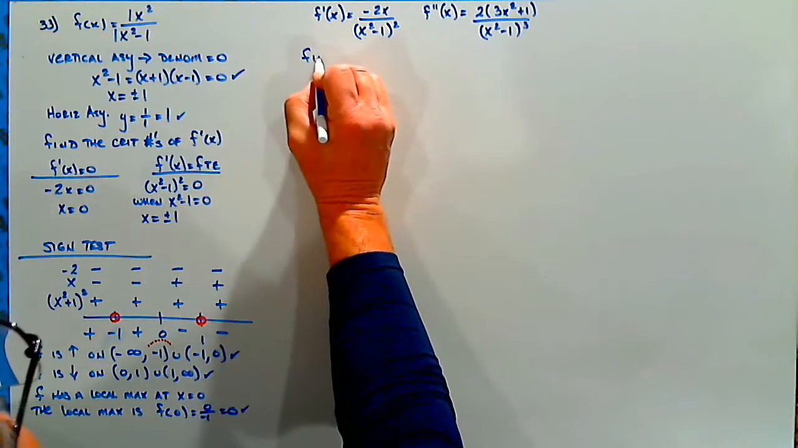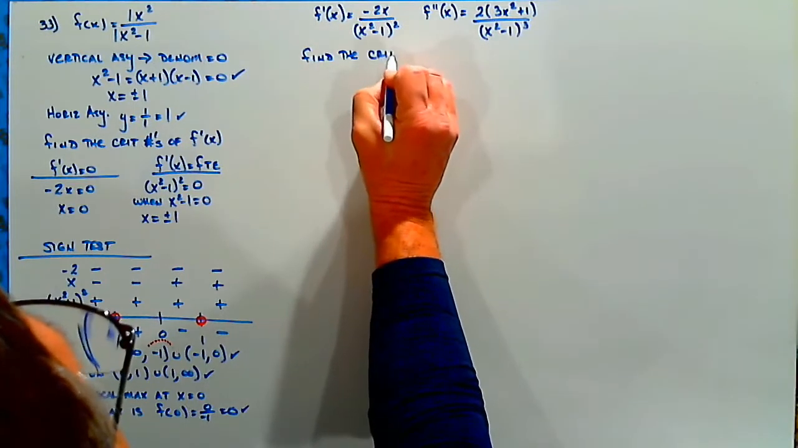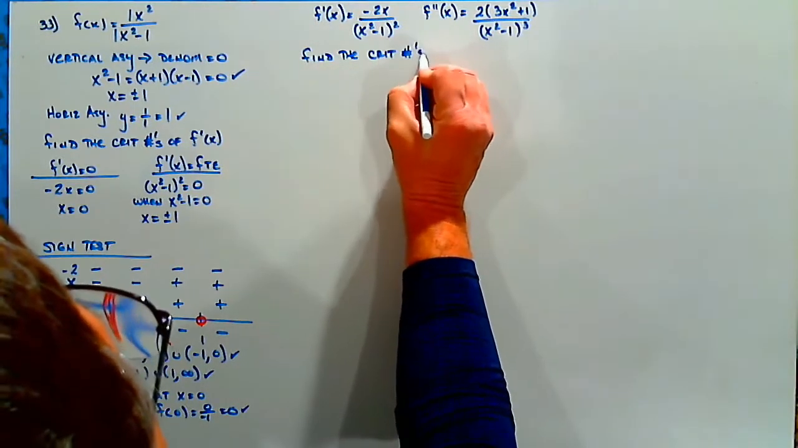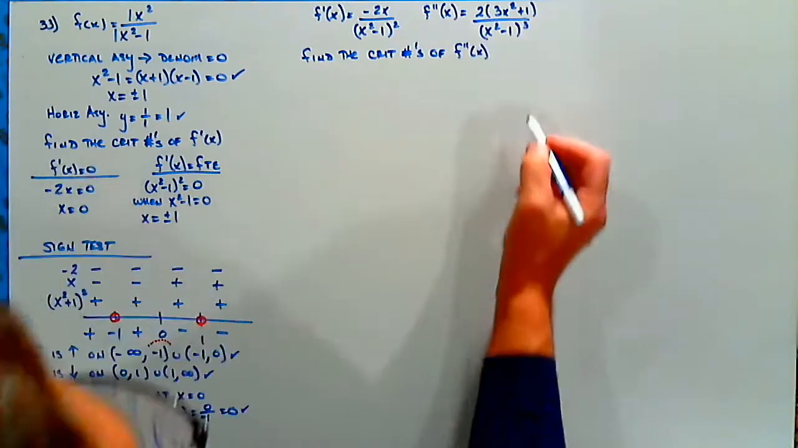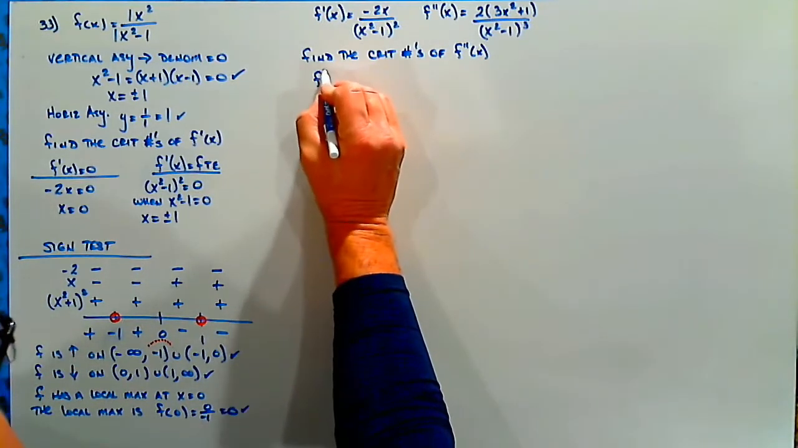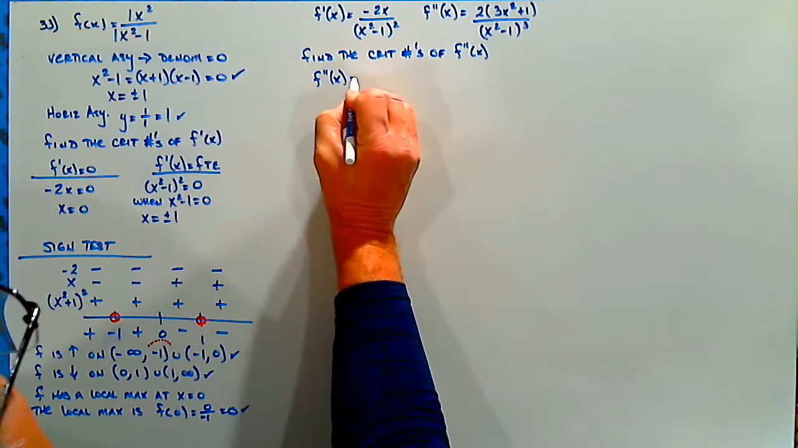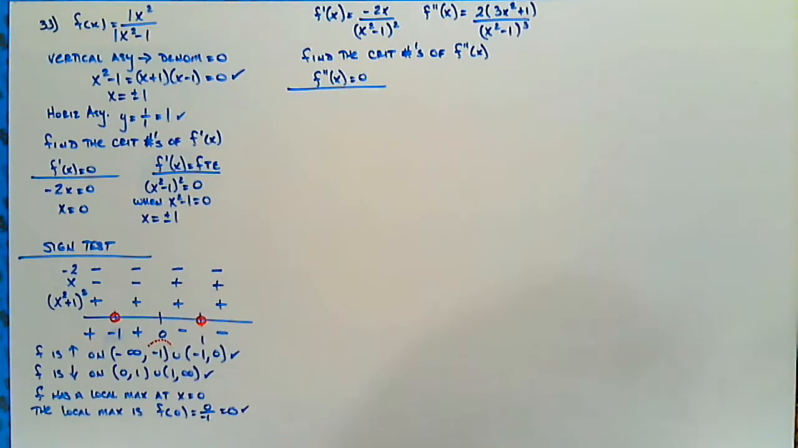And we know where we're going to go. We're going to find the critical numbers of f double prime of x. And we know how to do this. We're going to duplicate the work that was done over here. We're going to start by saying, well, when does f double prime of x equal 0? F double prime is a fraction. Fractions equal 0 when the numerators are equal to 0.